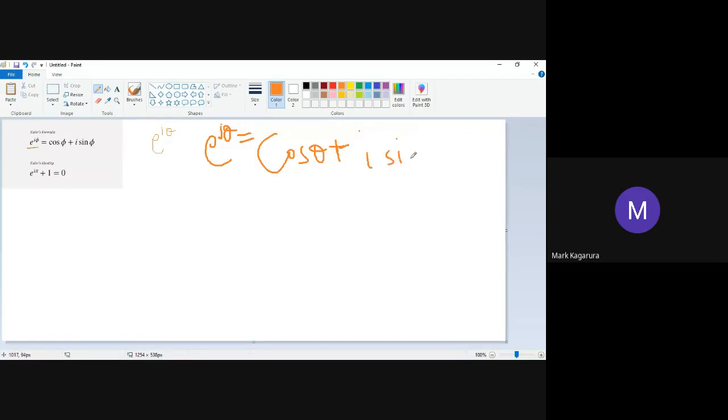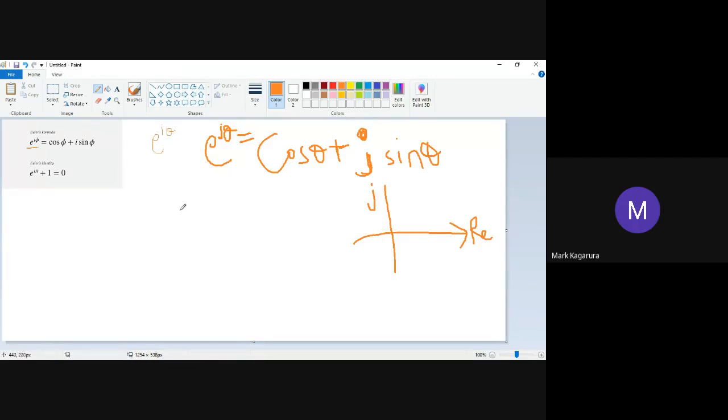So we had used j. So i and j are the same, the imaginary plane. So you have the real plane, and then you have the imaginary plane, which is j or i. A number of books use i.